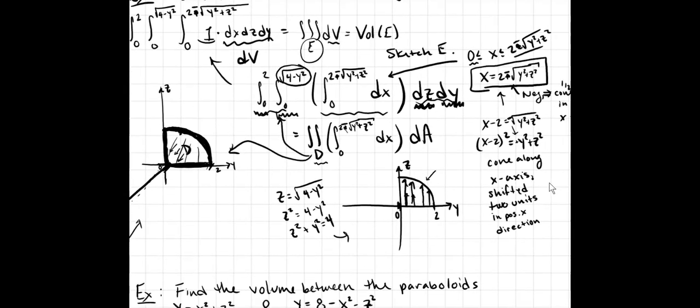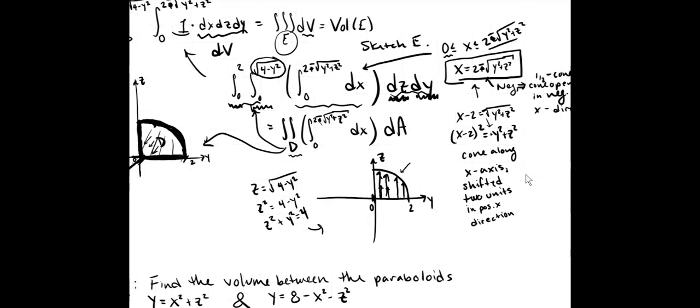Okay, so we know this is a cone opening in the negative x direction, but it's already shifted from the origin 2 units in the positive x direction. So I want to see if we can get a rough little sketch of it down here. This cone looks like, maybe a little broader, looks like this. Right, it's opening along the x-axis in the negative x direction.